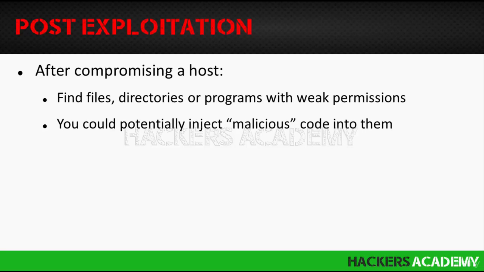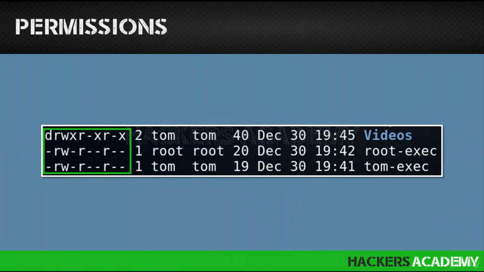And here's what permissions look like. If you remember when we first learned about the ls command, I told you to look only at the very first column on the far left where we have the Ds and the dashes. And we said that D stands for directories. So here we can see videos, which is a directory. And the dash stands for files, like the root exec is a file and tom exec is a file. At that time, we ignored the rest of the characters. Now, however, we'll be looking at those.